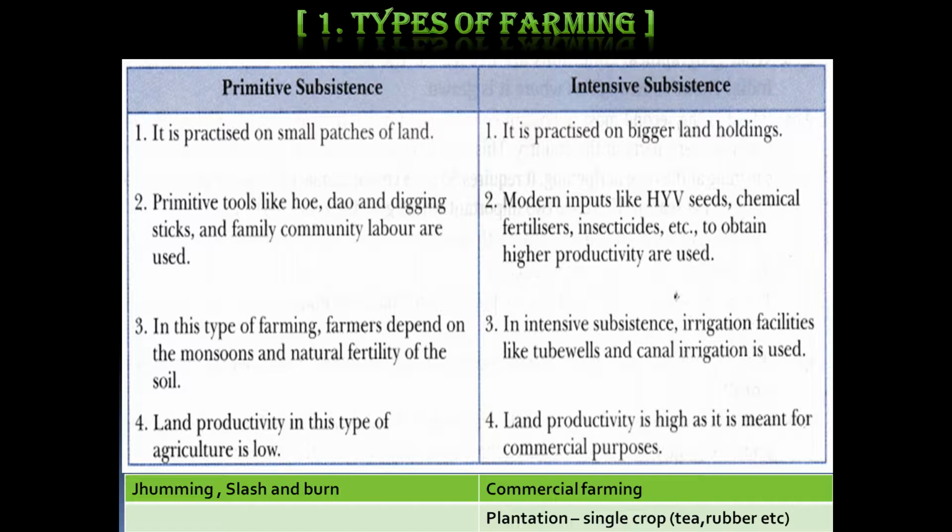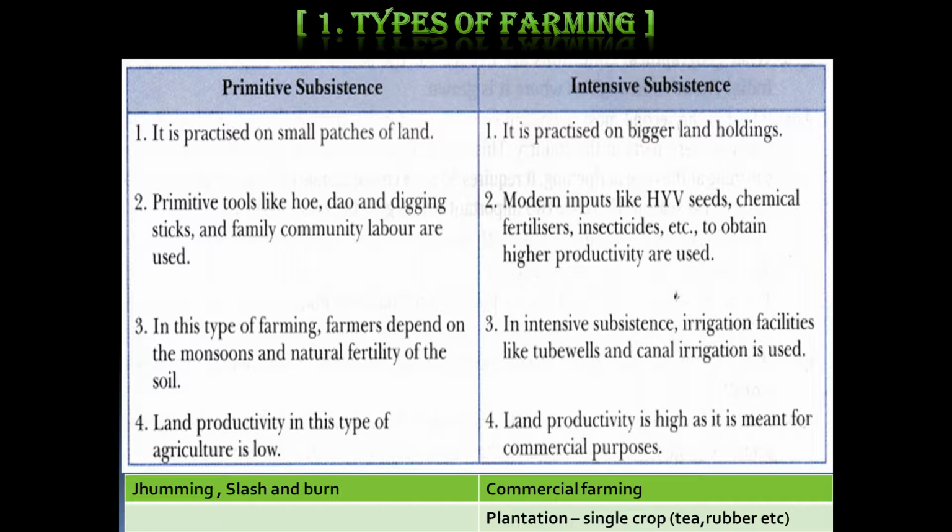In such primitive subsistence farming, jhumming and slash and burn farming is there. What is slash and burn? We have heard about it, isn't it? Slash and burn means primitive people, when moving in the jungles and forests, will cut down the trees, then burn those trees, and whatever ash they get will be spread on the land, and there they will cultivate. For 2 or 3 years, or for 1 year, they will take one crop, and then they will leave that spot.